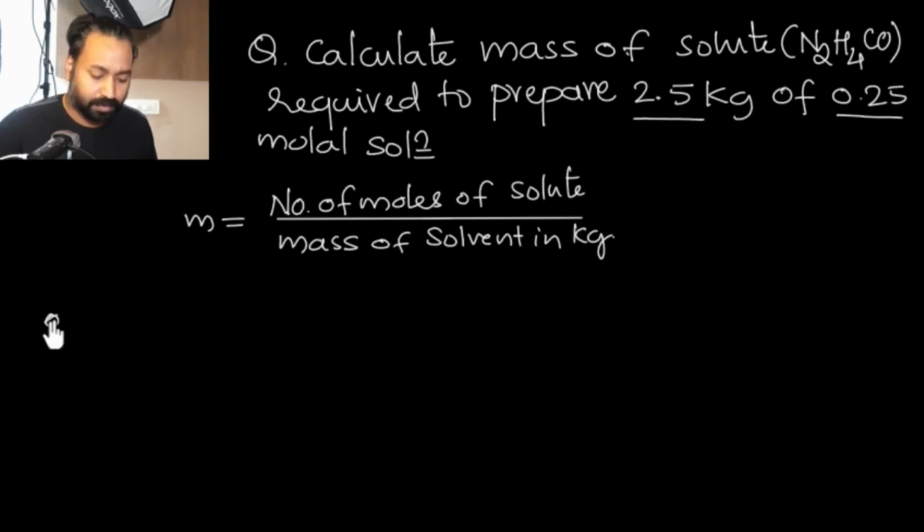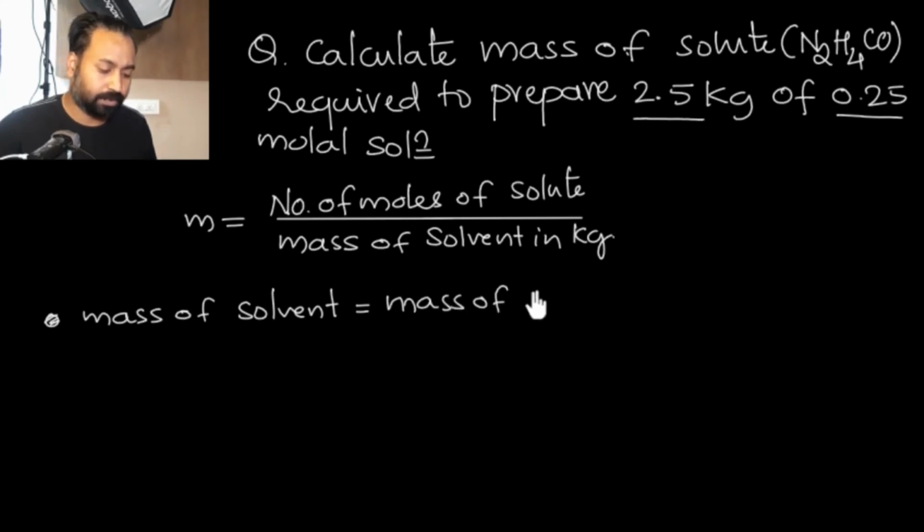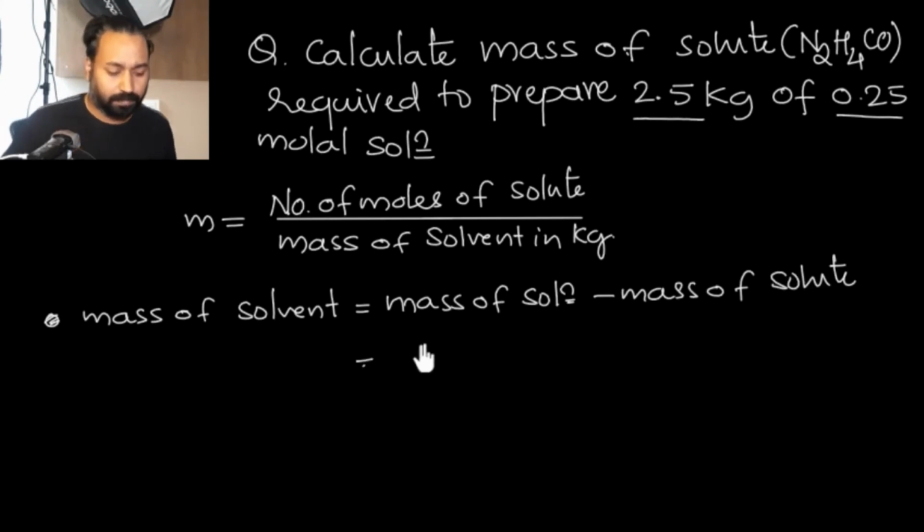Therefore, the first part is the mass of solvent. The very simple part, the mass of solvent, we can get by subtracting the mass of solute from the mass of solution. Okay, this is a simple formula. The mass of the solution is given, that is 2.5 kg. Instead of that, I will write here 2500 grams.